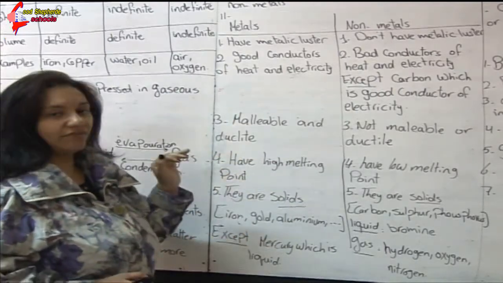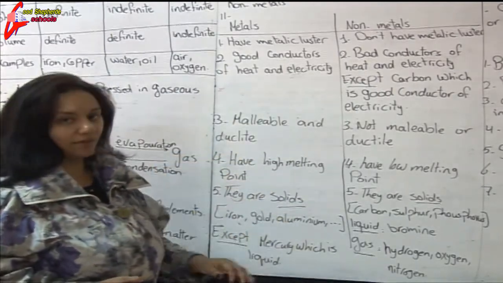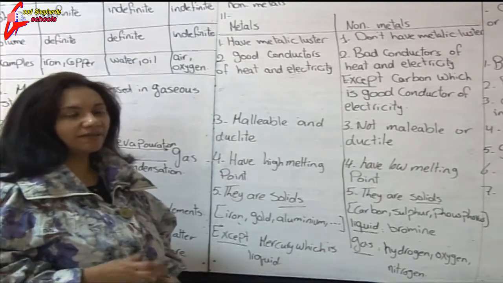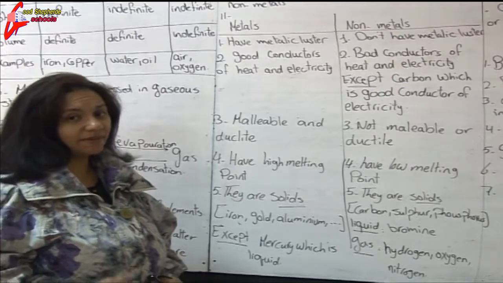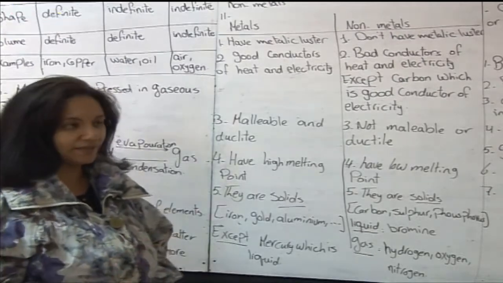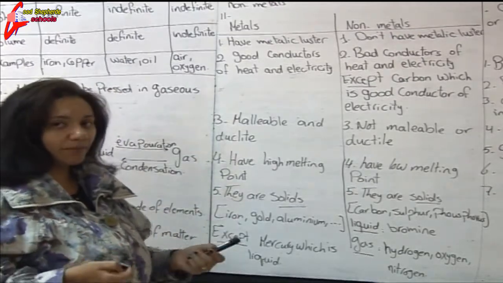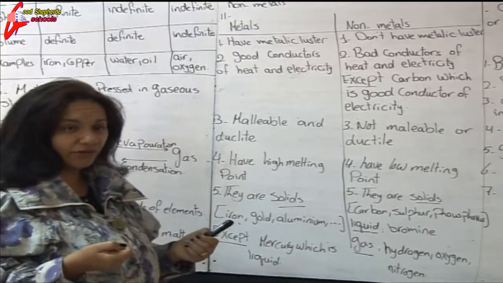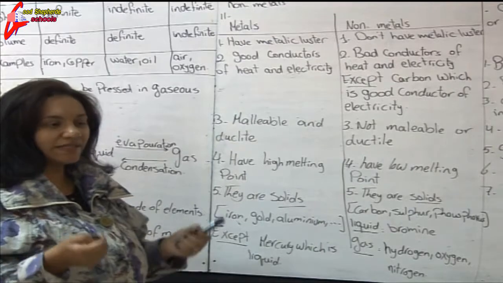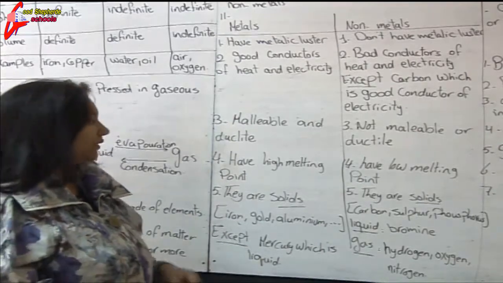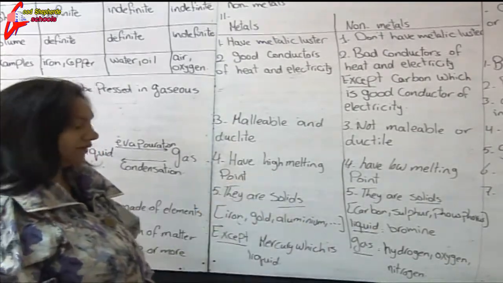Also, they have a high melting point. What is the meaning of having a high melting point? This means that they can't be melted easily. Melted means it changes to liquid. Like when we put the cooking pot above the cooker, it will not melt. It will stay solid because it has a high melting point.